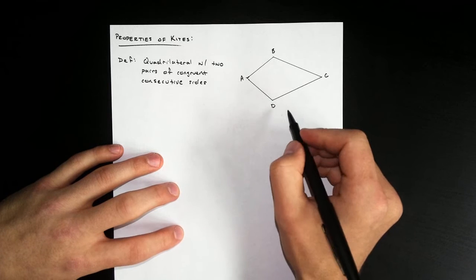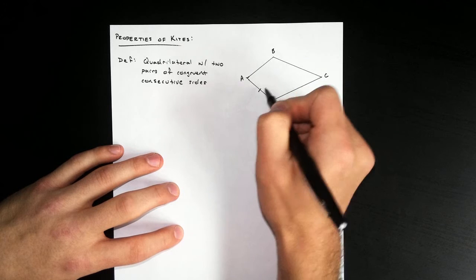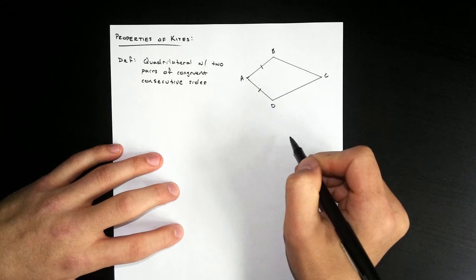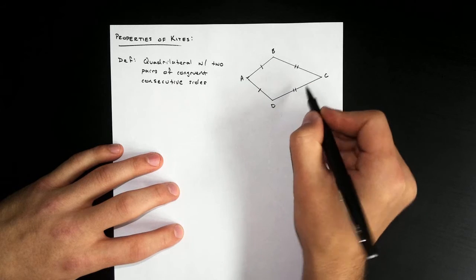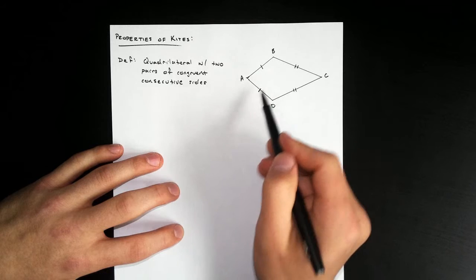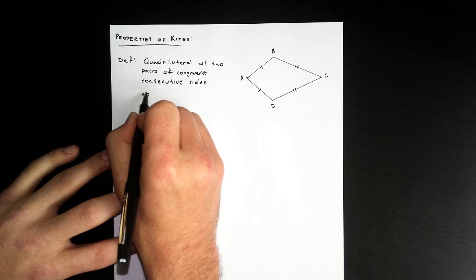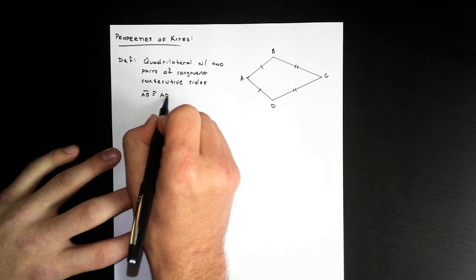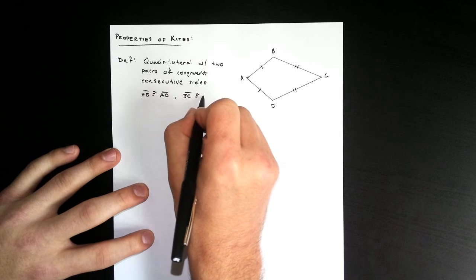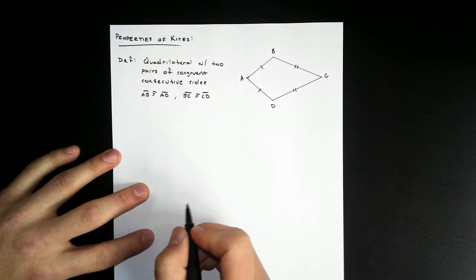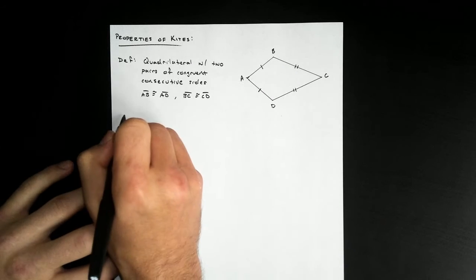In our picture here, the two sides in a row right next to each other, AD and AB, those two are congruent to each other. And then the other pair, these are congruent to each other. But if we look at the opposite sides, they're not the same. So this means that AB is congruent to AD, and BC is congruent to CD. So two pairs of congruent, consecutive sides.